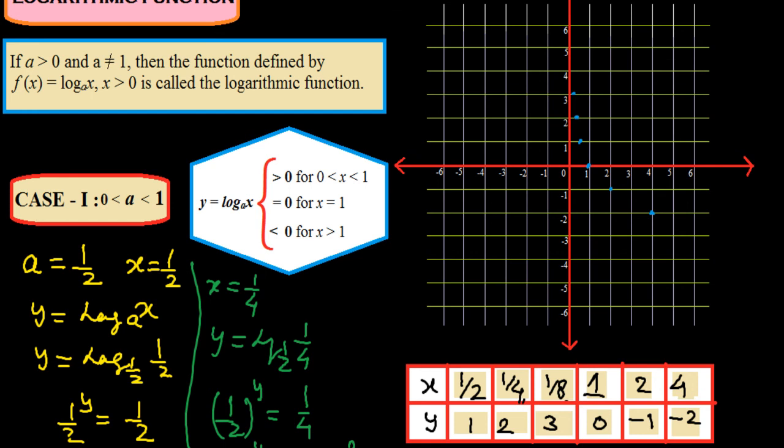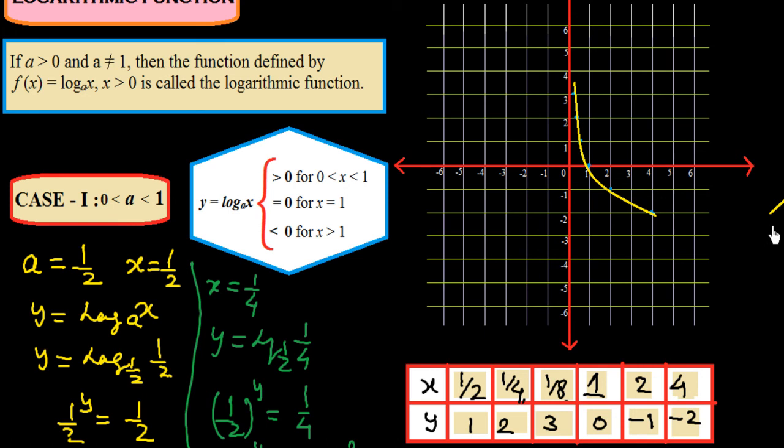So now we draw this graph. Take this graph in this way. This would be the graph for when a is between 0 and 1.